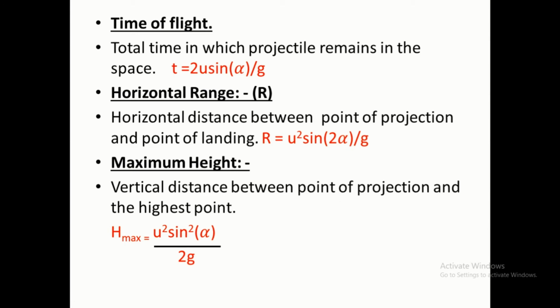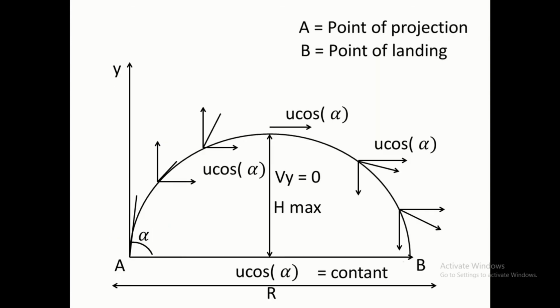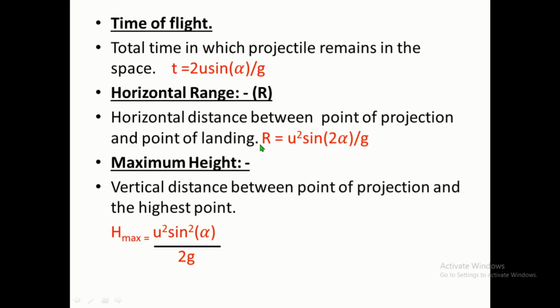Horizontal range is equal to u square sin 2 alpha by g. Horizontal range is the horizontal distance between the point of projection and the point of landing, and it is denoted by the formula R is equal to u square sin 2 alpha by g.